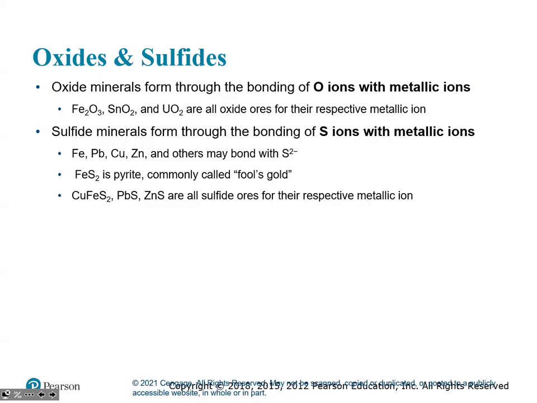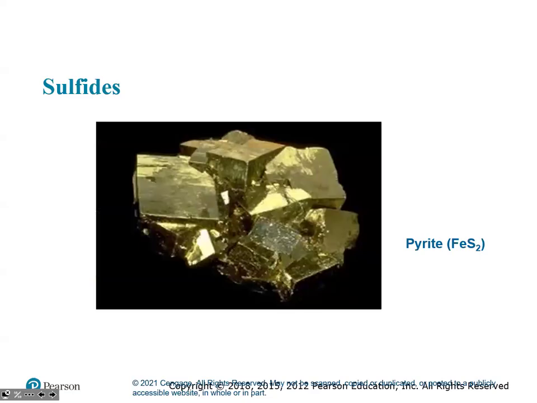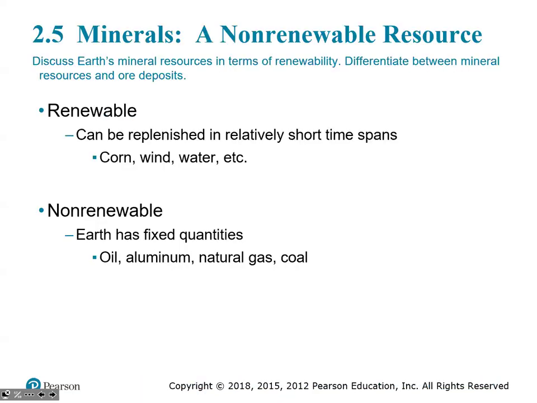So iron, lead, copper, zinc. So iron sulfide is pyrite. It's commonly called fool's gold. Copper iron sulfide, lead sulfide, and zinc sulfide are all sulfide ores for their respective metallic ion. Lead sulfide, that's galena. So here's uranium dioxide. Here's pyrite, iron sulfide.